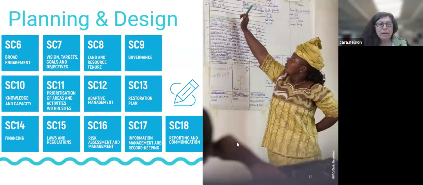Planning and design, the next component, goes through creating your visions, targets, goals, and objectives, dealing with governance, dealing with tenure, dealing with prioritizing activities. All of that goes into a restoration plan. Also laws and regulations and risk assessment, all of that are part of the subcomponents in planning and design. Okay, next slide.